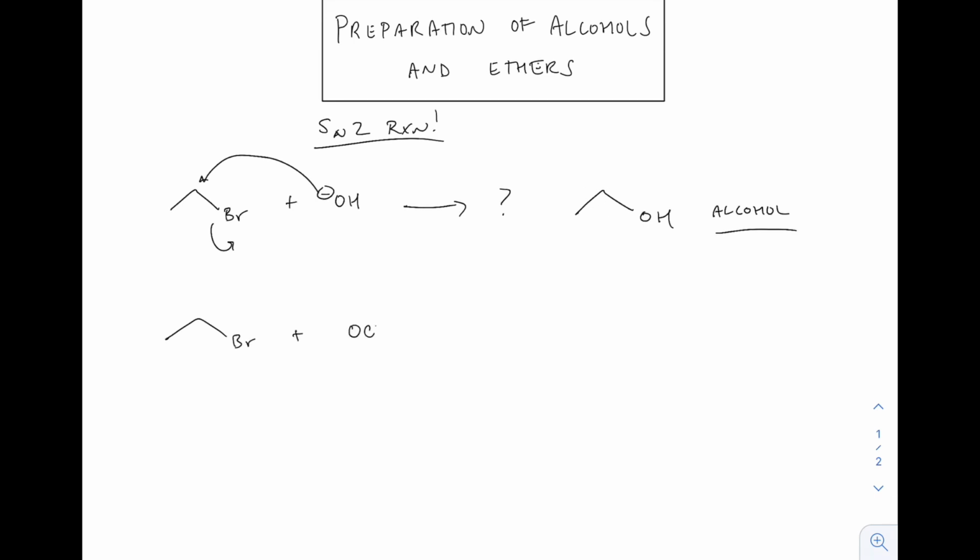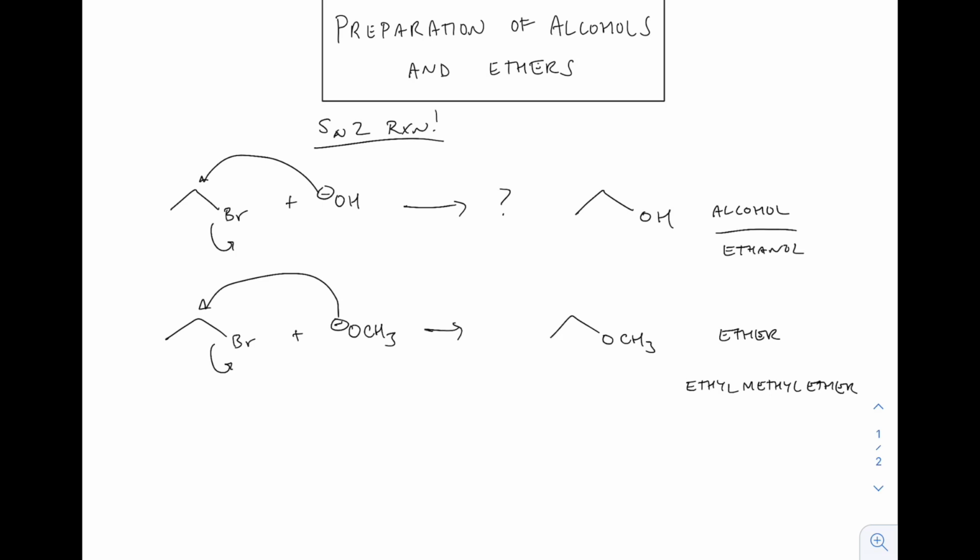Primary alkyl halide with a hydroxide, boom. Using a methoxide instead of hydroxide, you can make an ether. This is an unsymmetrical ether, and this would be ethyl methyl ether. Okay, ethyl, remember we put in alphabetical order, just name each substituent, add ether on the end, right? And then of course the top one is ethanol.